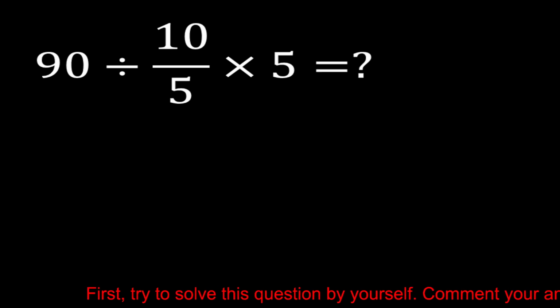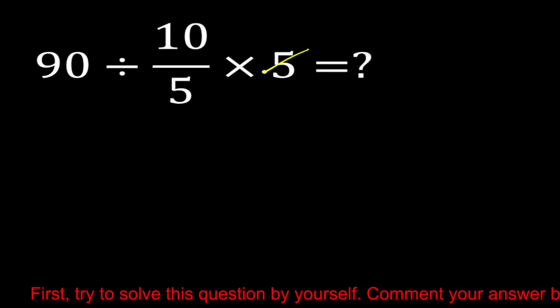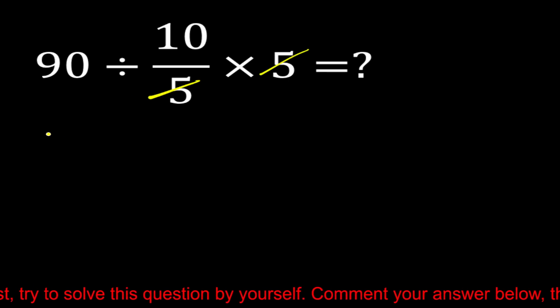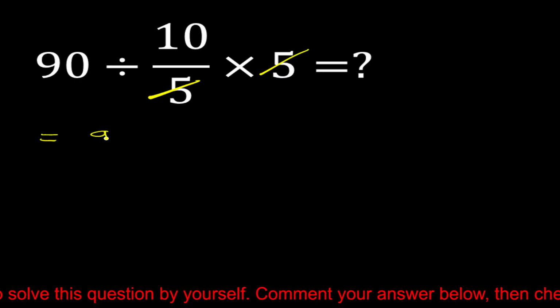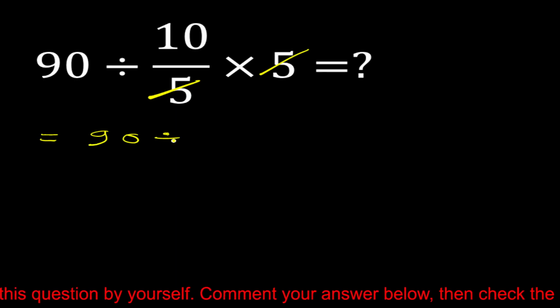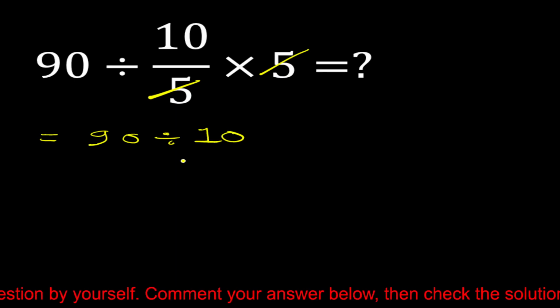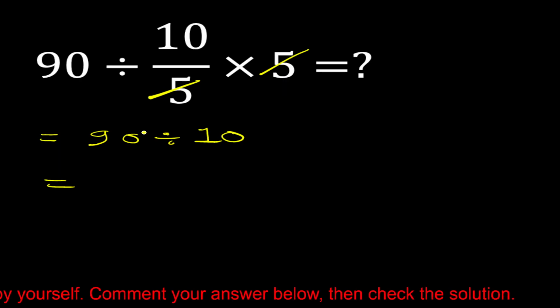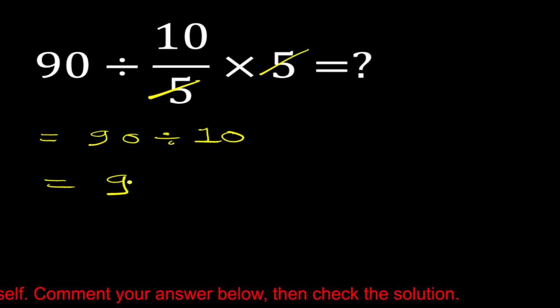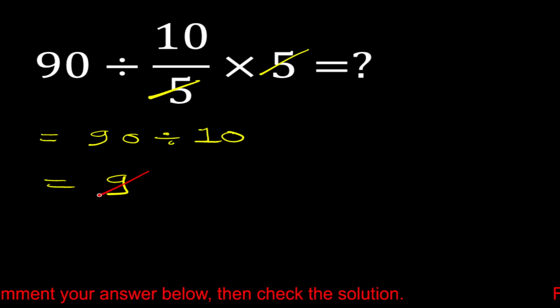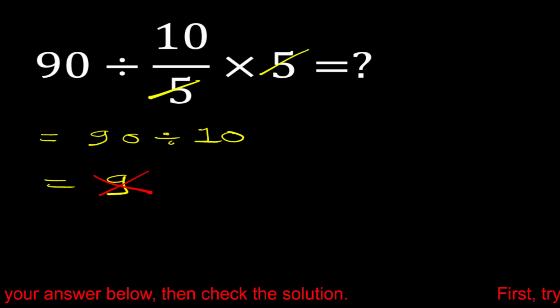So most people solve this question like 5 divided by 5 is equal to 90 divided by 10. So 90 divided by 10 is equal to 9. Okay, but this answer is not correct. This answer is completely wrong.